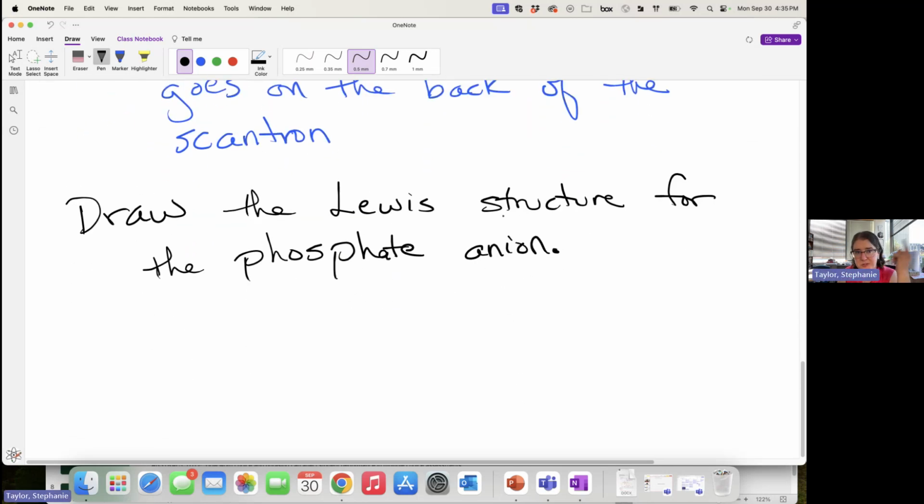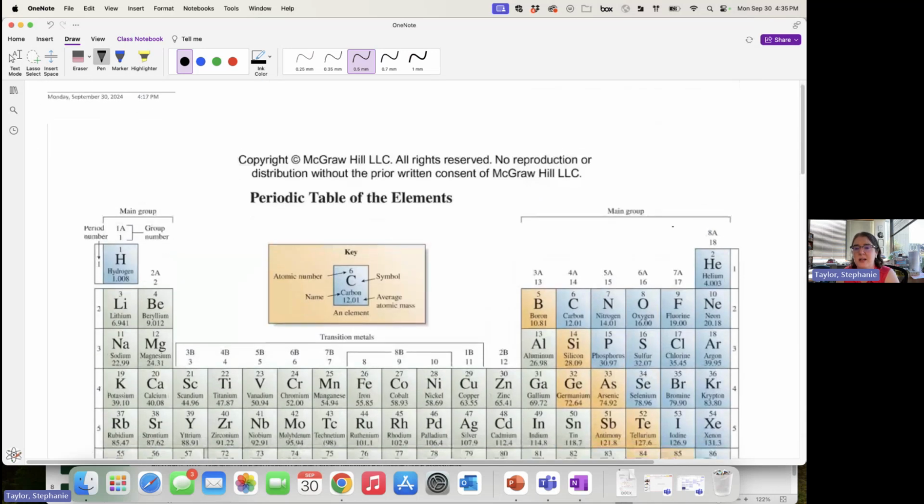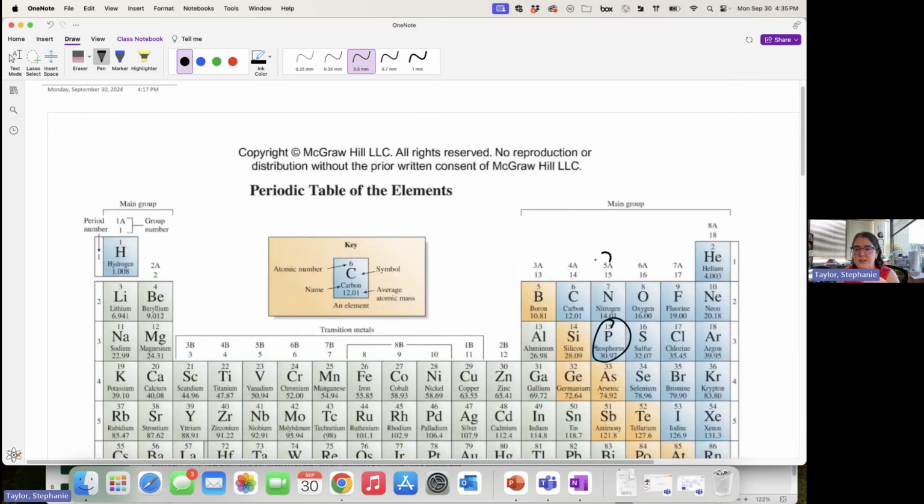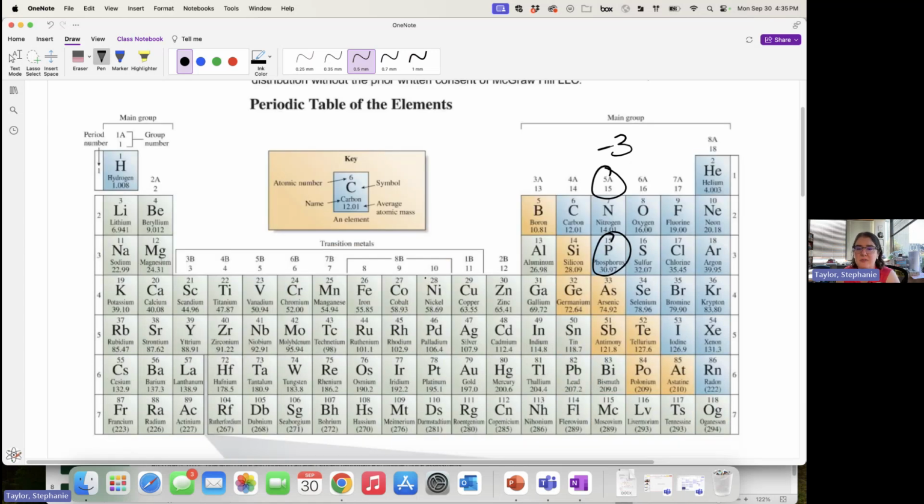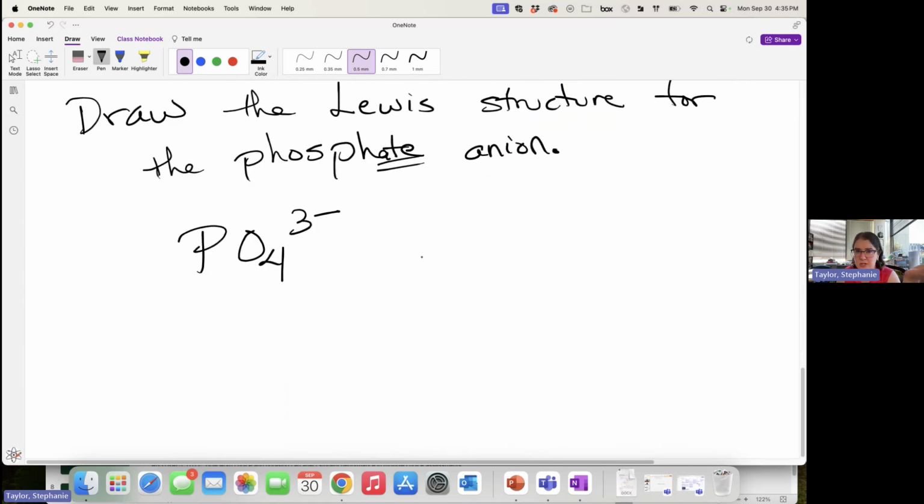So first of all, I have to know what that is. From memory, phosphate, so it's going to have more oxygens, so it's PO4 3-. This is phosphorus. If I look on a periodic table, phosphorus is in group 5A, so it would have a -3 charge. So if this was just phosphide, it would have a -3 charge. Phosphate also has a -3 charge. So that's how I remember that.